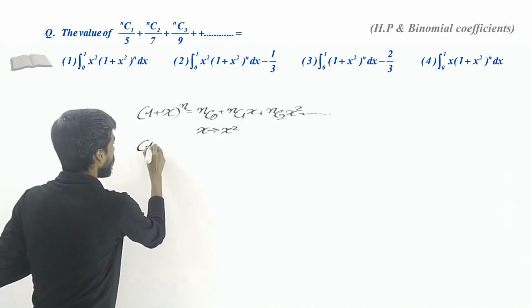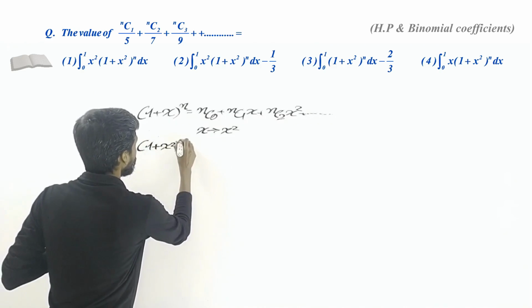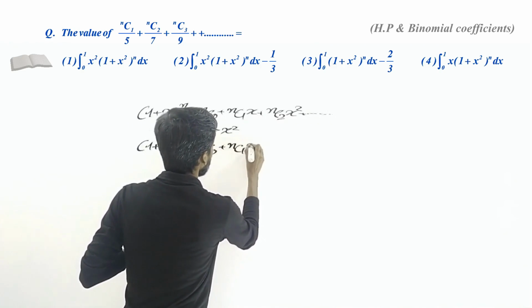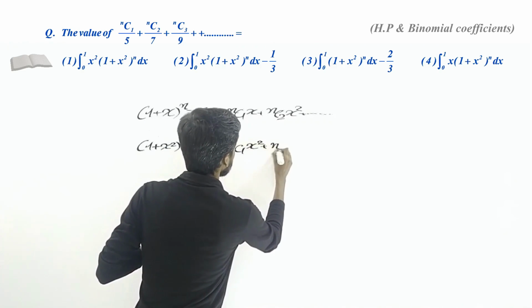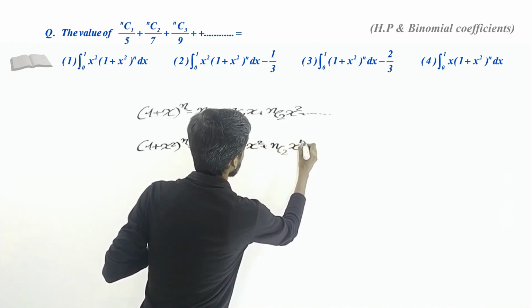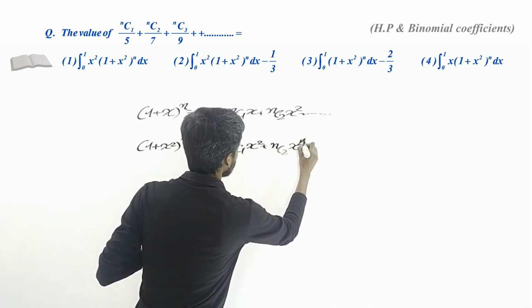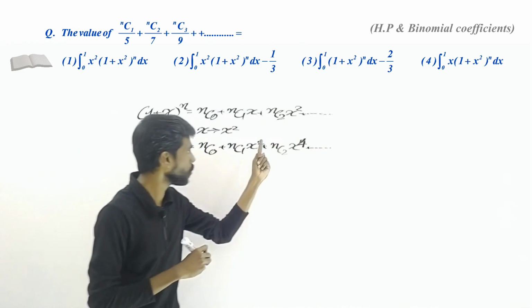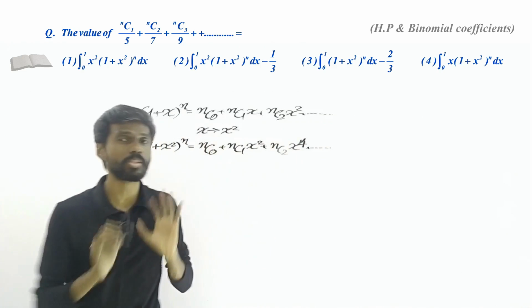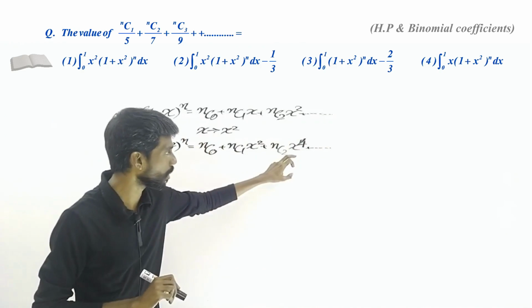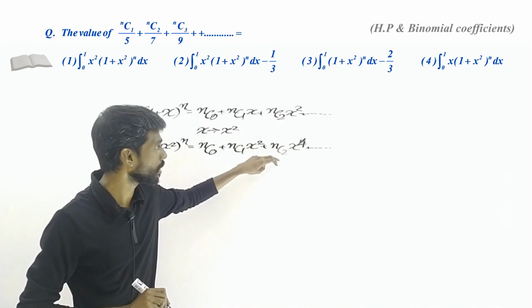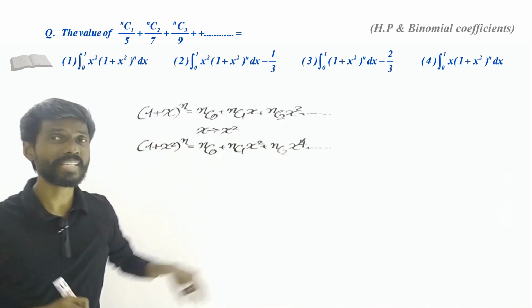See, if you do that, we will get (1 plus x square) to the power n. That is nc0 plus nc1 x square plus nc2 x to the power 4, etc. Now we have the difference 2, right? 2, then 4, then 6, so the difference is 2. But even if you integrate this, you will not get our required answer. You will get x to the power 5 divided by 5, but we want nc2 divided by 7.